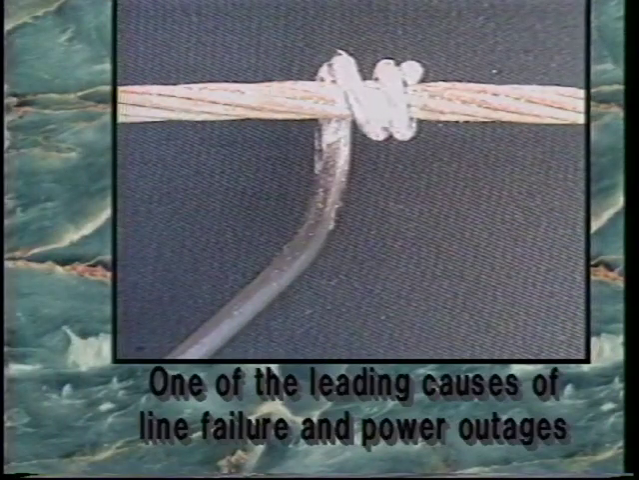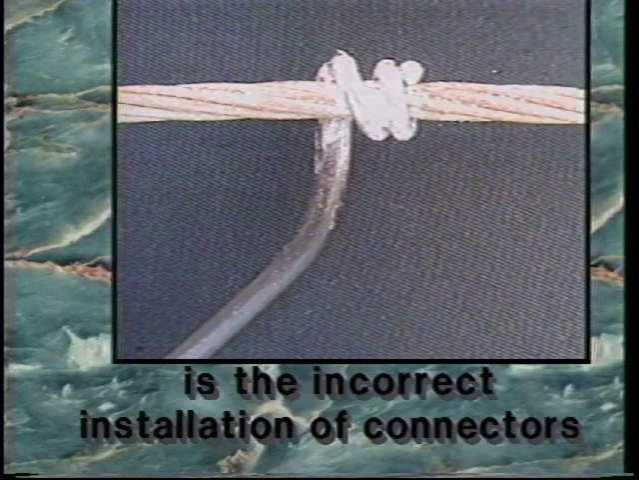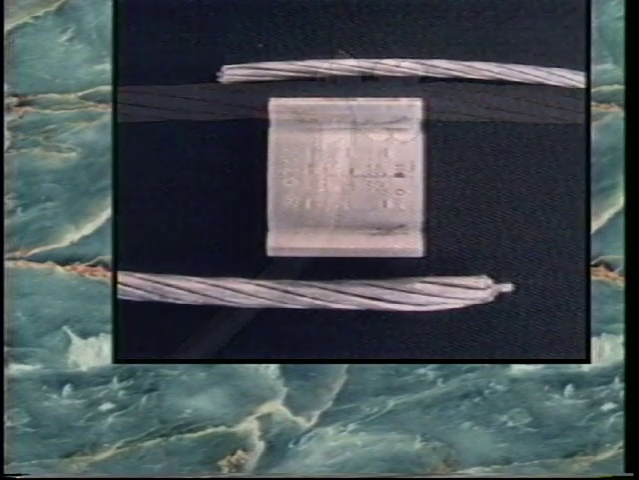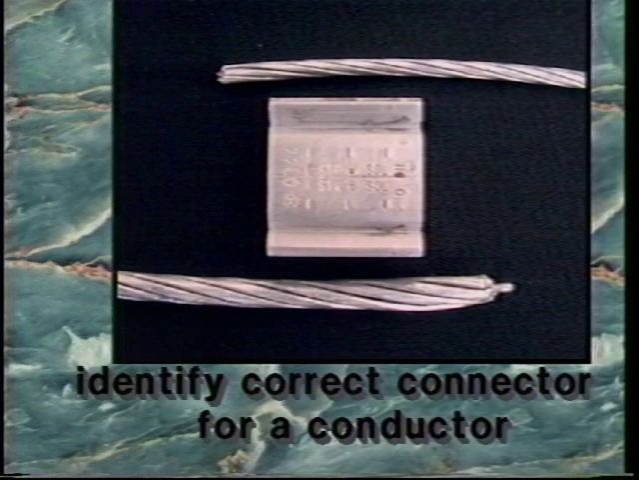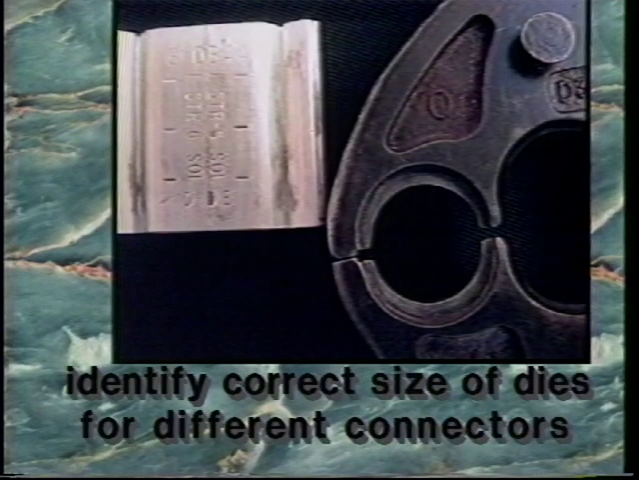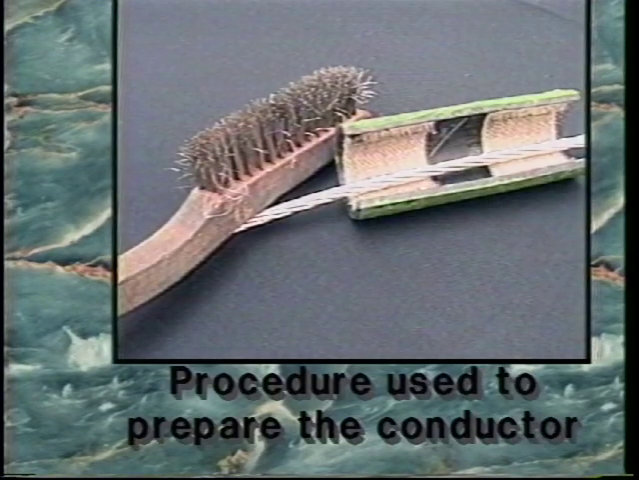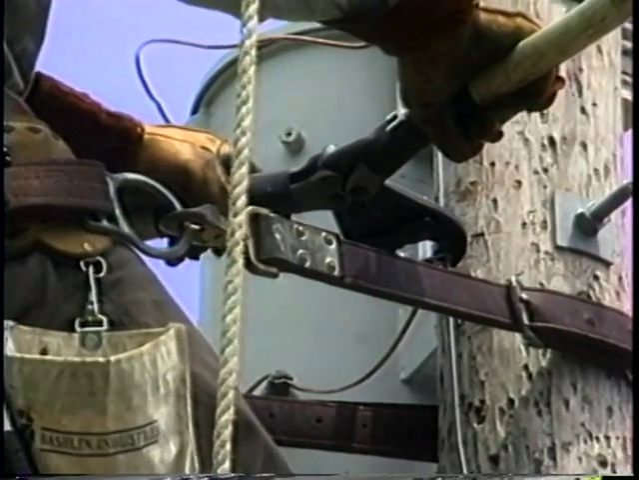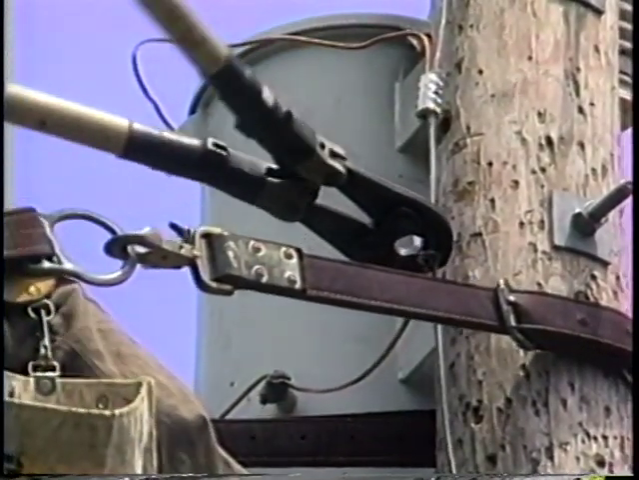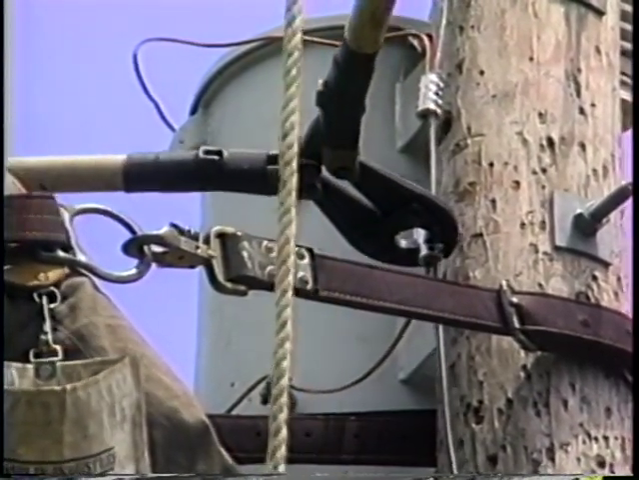Studies have shown that one of the leading causes of line failure and power outages is the incorrect installation of connectors. For this reason, the objectives of this course are to provide you with the information required to identify the correct connector for a particular size of conductor and identify the correct size of dies for the different sizes of connectors. The procedure used to prepare the conductor will ensure a low-resistance electrical connection. Finally, the appropriate techniques will be demonstrated to install compression connectors according to the manufacturer's recommendations.